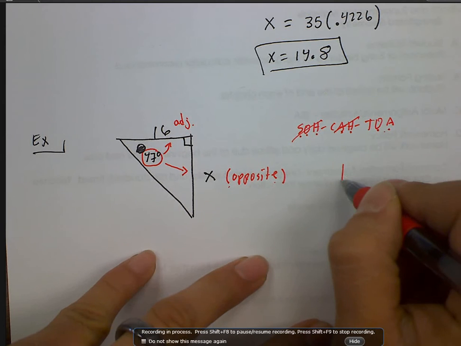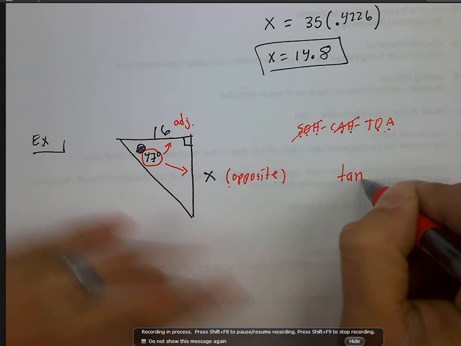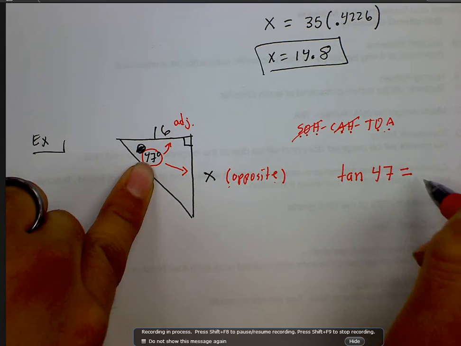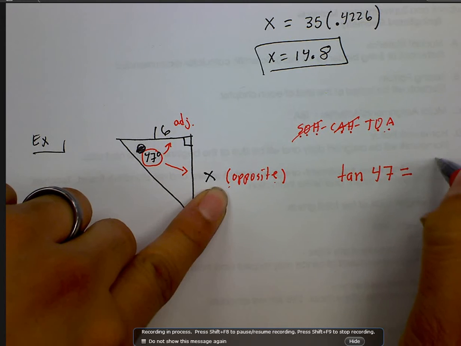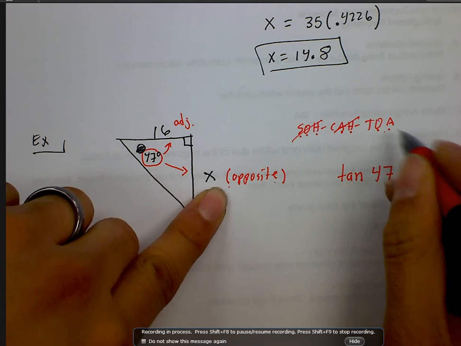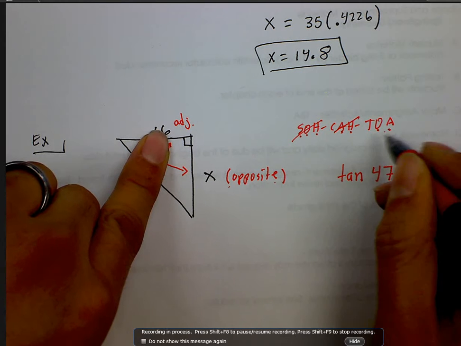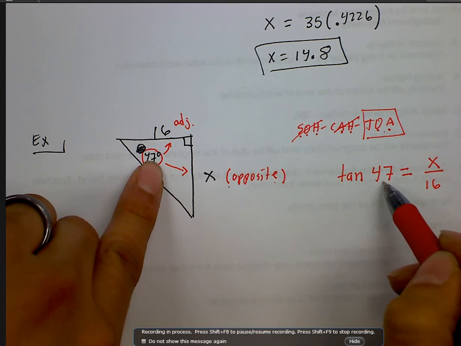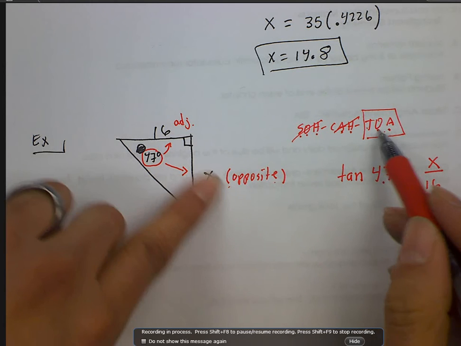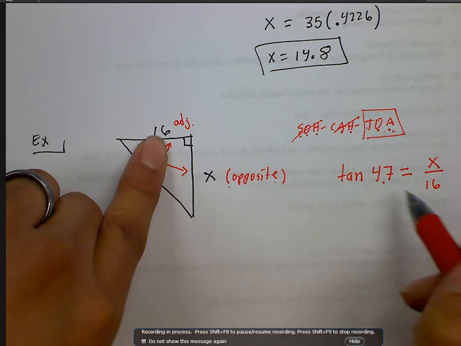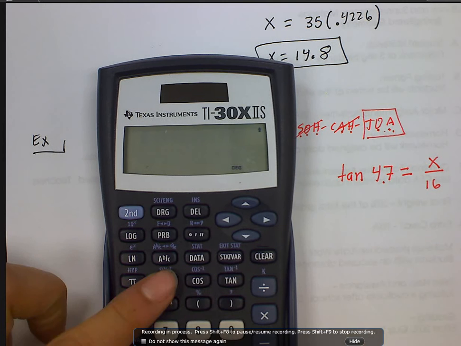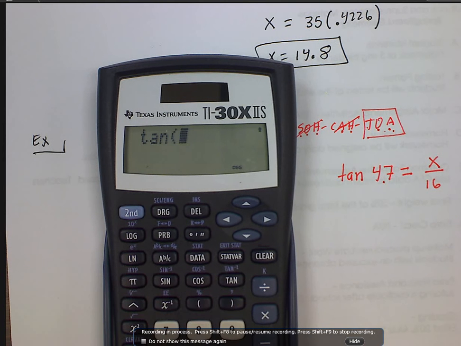We're going to do tangent of my angle, which is 47 degrees, and that is equal to the opposite, which is x, over your adjacent, which is 16. So that's the setup. Now we have to use our calculator again. We're not using sine or cosine, but tangent of 47 degrees.